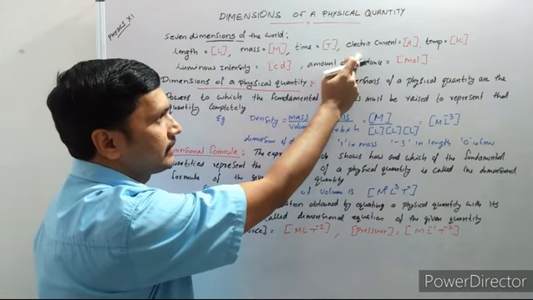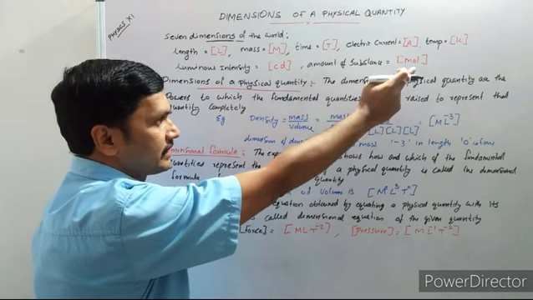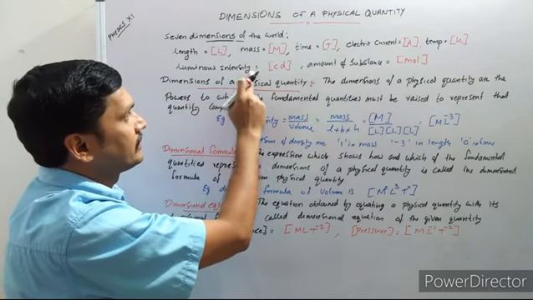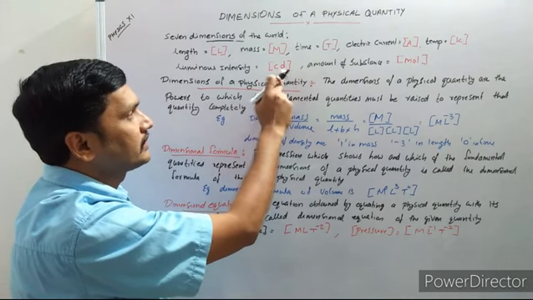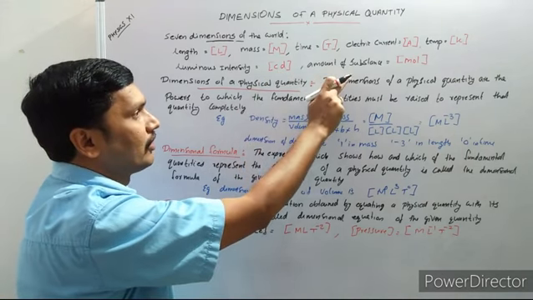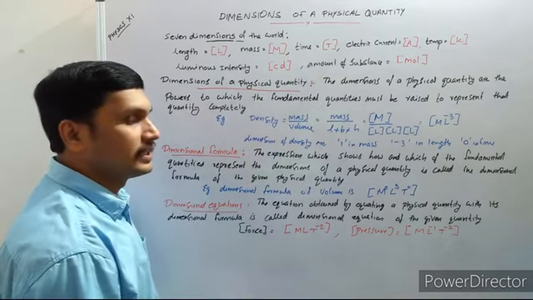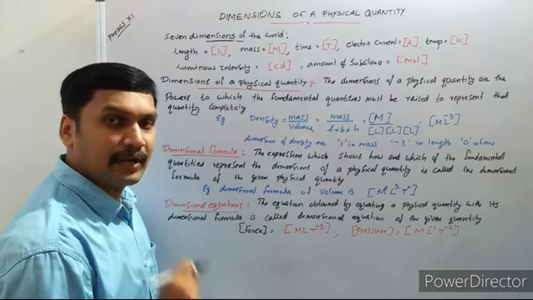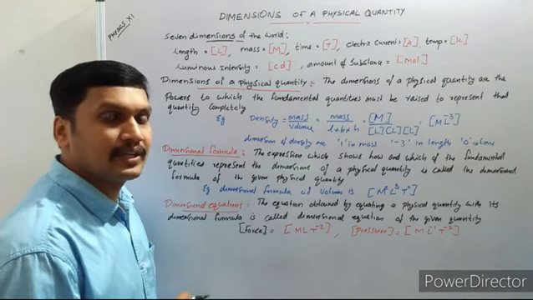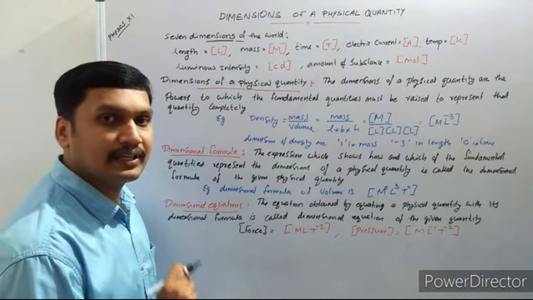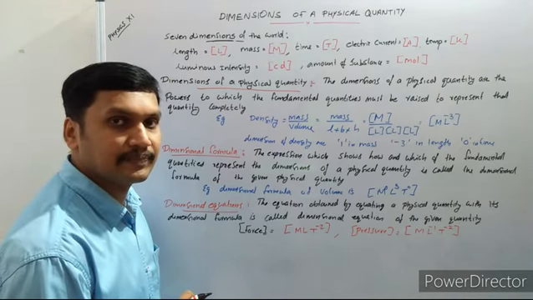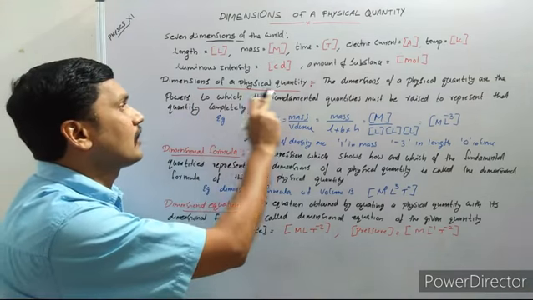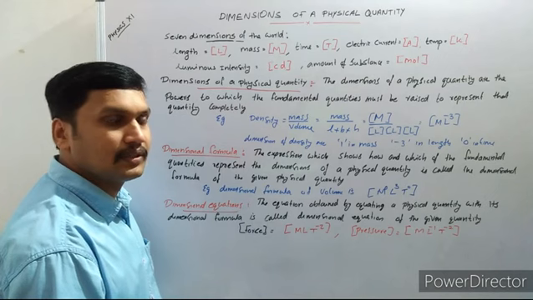Electric current, capital A. Temperature, capital K. Luminous intensity, cd, small letter c and d. And amount of substance, mole. These are the seven dimensions of the physical world. By using these seven dimensions, we can write all other derived physical quantities. Now let us see what the dimensions of a physical quantity are.